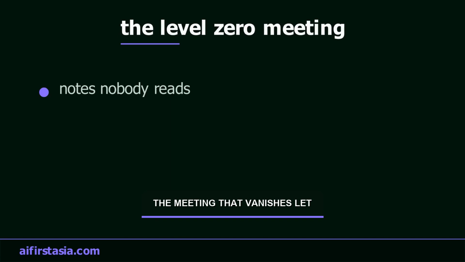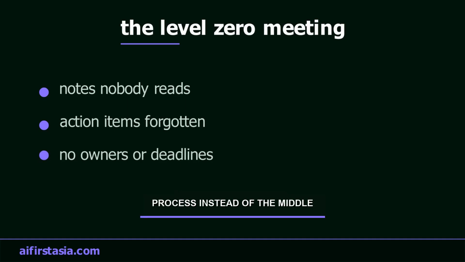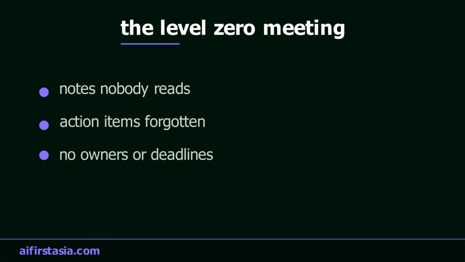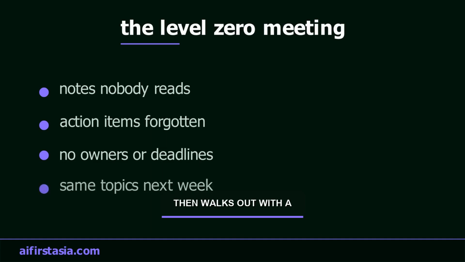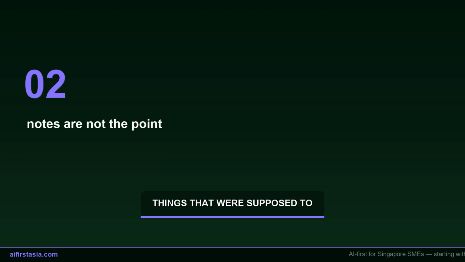The meeting that vanishes. Let us name where most businesses are stuck and call it level 0. At level 0, the meeting is the end of the process instead of the middle of it. Everyone gathers, talks for an hour, and then walks out with a vague sense of what was decided and no shared record of who is doing what. Maybe one person took notes, but those notes are a wall of half sentences that only make sense to them and often not even to them a week later. The action items, the actual things that were supposed to happen next, are scattered through the conversation and never pulled into one place. So nothing gets assigned, nothing gets a deadline, and nothing gets checked.